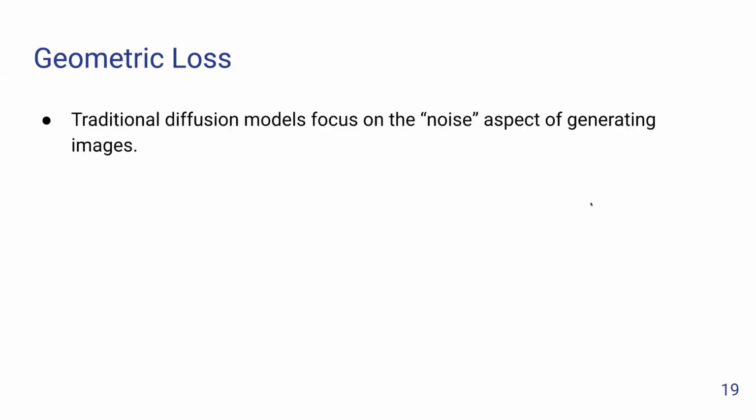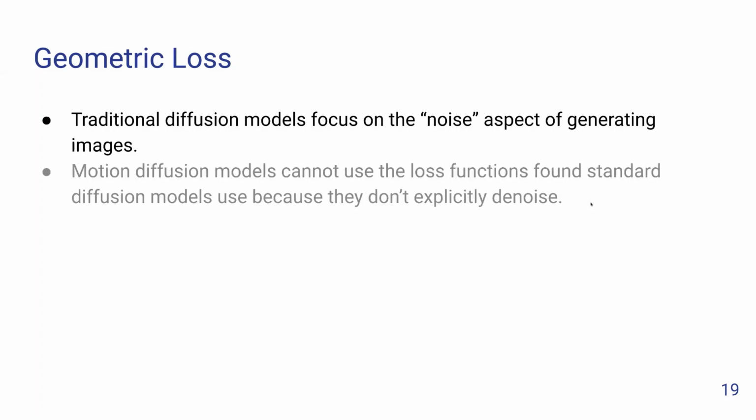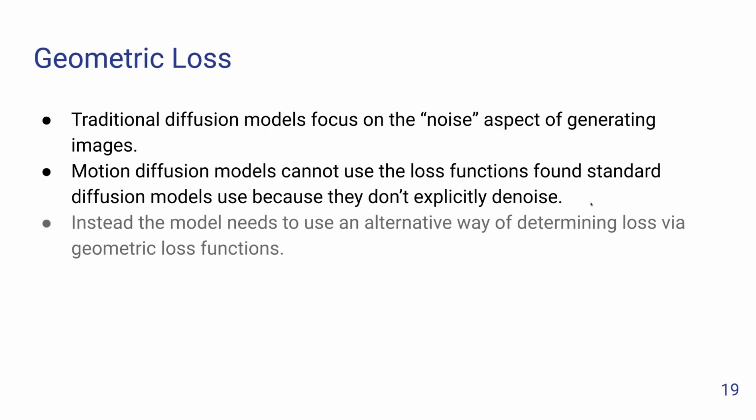So next, I want to talk about geometric loss. So as I said earlier, diffusion models focus more on the noise aspect of generating images. Motion diffusion models can't use the loss functions found in standard diffusion models because they generate clean samples. So we need an alternative way to determine loss via something called geometric loss functions.